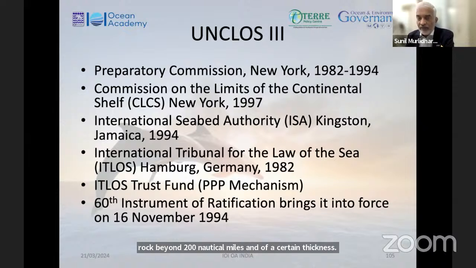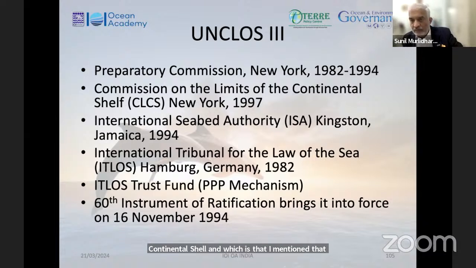There is a complicated and well-specified procedure for it and a definition for it. But once you can show that, then you can get up to 350 nautical miles of the seabed as your extended continental shelf. Which is what I mentioned, that India has got another, I think, 800 or 900 square kilometers of extended continental shelf as a result of their claims.